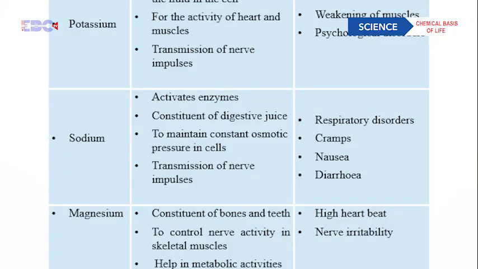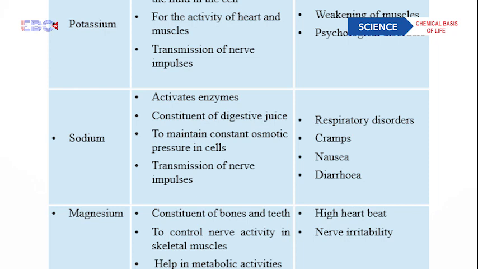Then the second element is sodium, right? This activates the enzymes. In my previous video, I explained what enzymes are, so I'm not going to explain it again. The second point is that it is a component of the digestive juice, right? Digestive juice is secreted, it's released by the digestive system, right? It also helps to maintain constant osmotic pressure in cells. Then the transmission of nerve impulses, right?